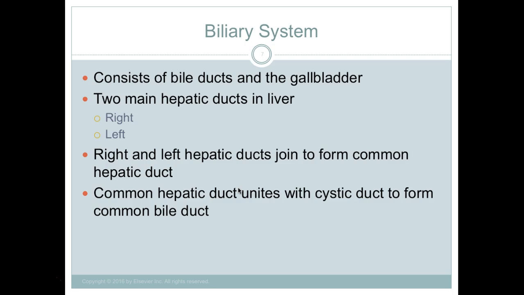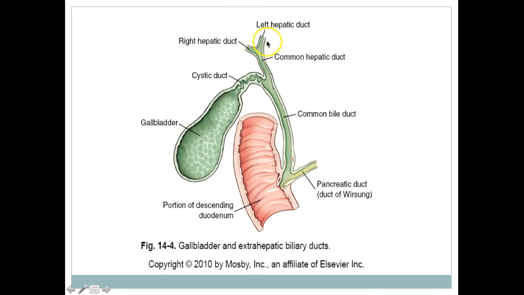Okay, so the right and left. The common hepatic duct unites with the cystic duct to form the common bile duct. So looking here, you have your left hepatic duct, your right hepatic duct, and your common hepatic duct. These two merge together, draining from the liver down into the common hepatic duct. You have your gallbladder here and your cystic duct that join together to form the common bile duct. So you have your right and left hepatics to create the common hepatic duct, and you have your common hepatic duct and your cystic duct to form the common bile duct.